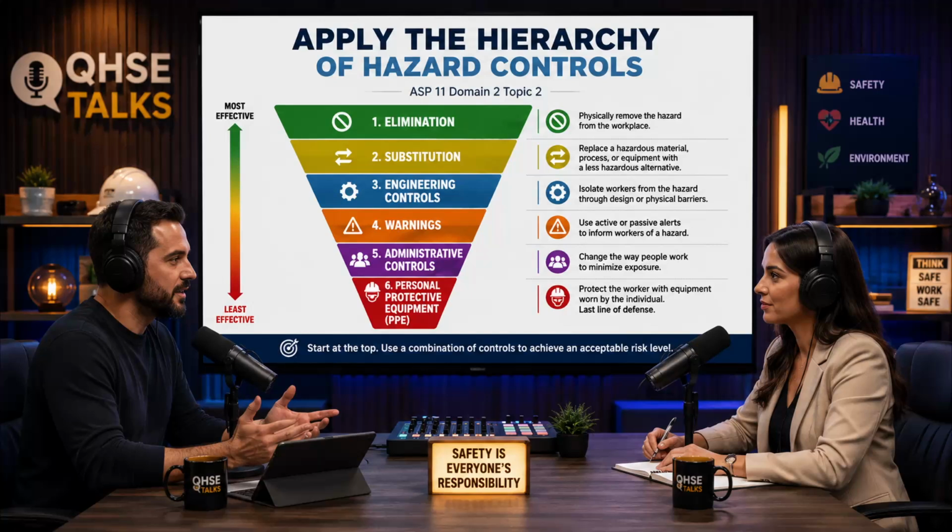Machine guarding is another massive component of this gear. A saw blade has to be sharp, and it has to spin at high speeds to cut wood. You cannot eliminate the sharp spinning blade. But you can install fixed guards, adjustable guards, or interlocked guards over the blade. Interlocked guards are a perfect example of a sophisticated engineering control. Can you explain how those work?